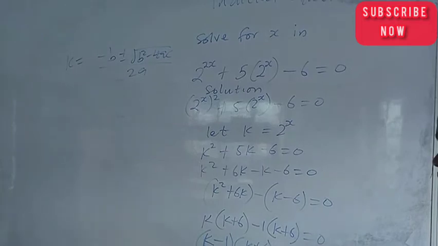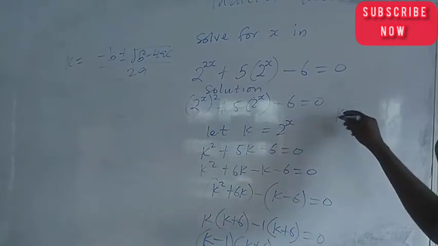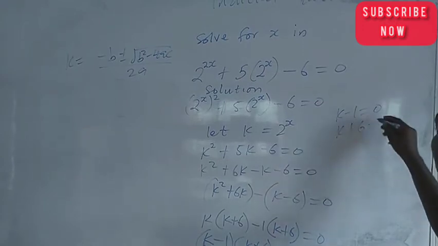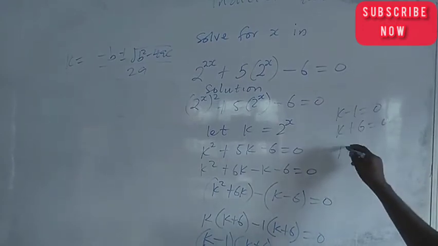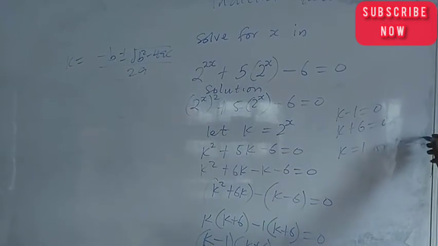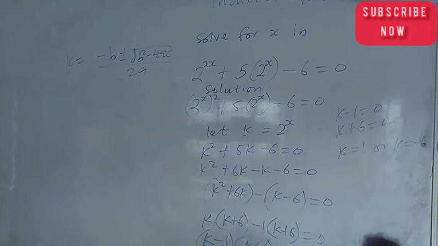We put each of the brackets to 0. So that means I have k minus 1 equals 0, then k plus 6 equals 0. So I'll transfer this to the other side. k equals 1 or k equals minus 6. Okay? But this is not the final answer.